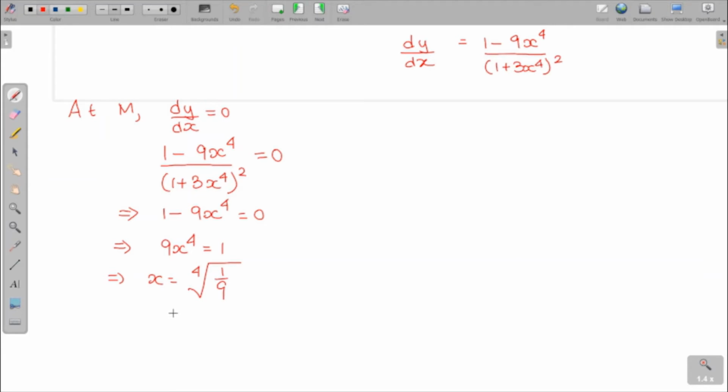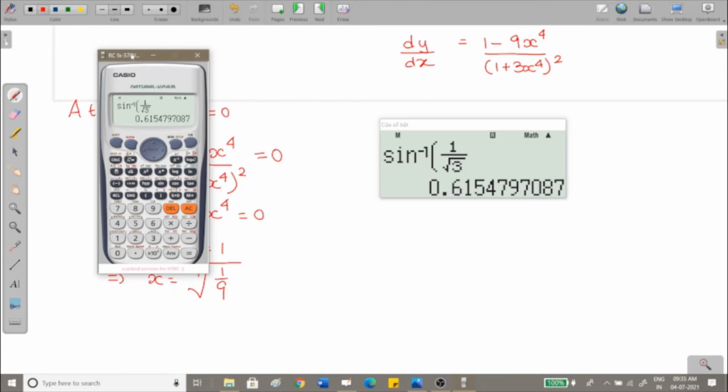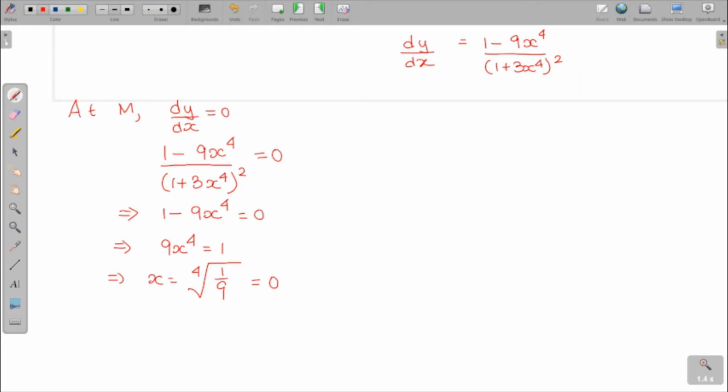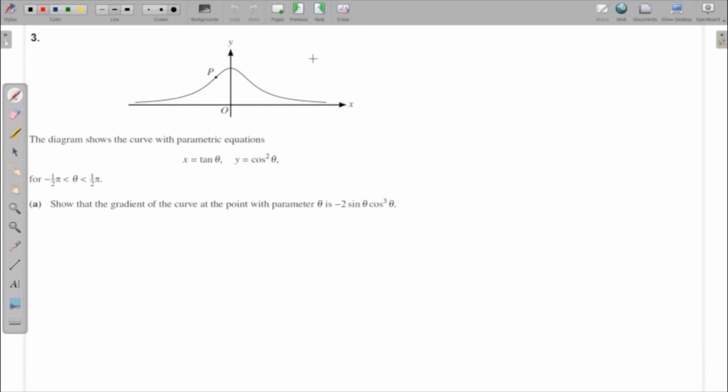So let's see how much that will come to. 1 over 9 to the power of 1 over 4. So let's see how much that comes to. Say it comes to 0.577. So this is the x coordinate of point M, and this is our final answer. Now let's move on to the next question.